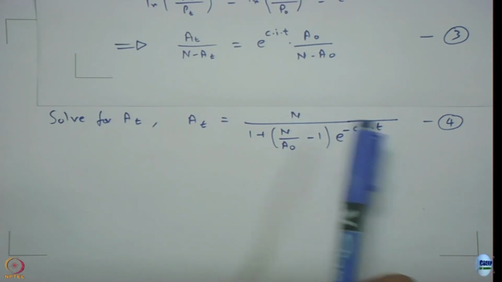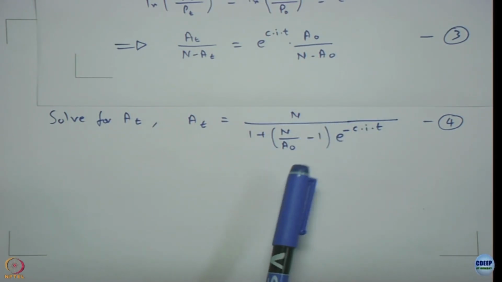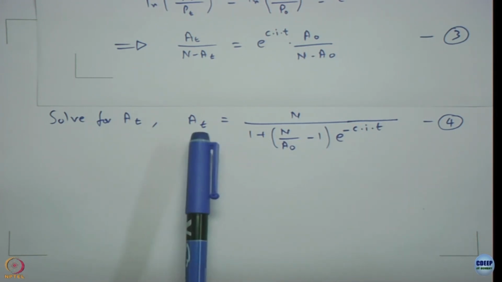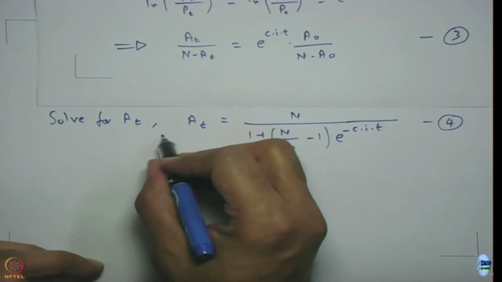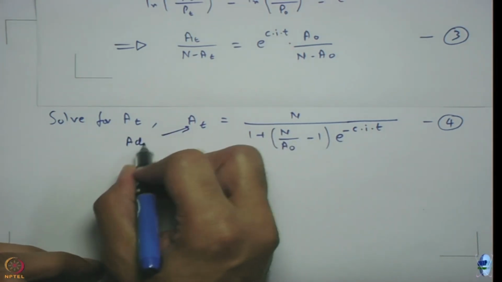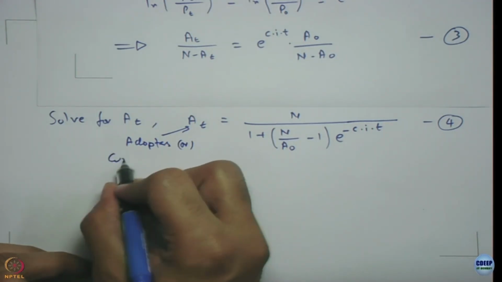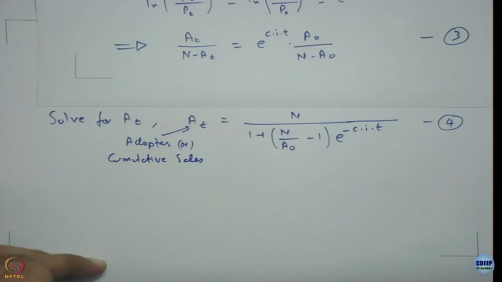C is known, I is known, N is known, A naught is known. So, all the parameters are known. The only thing that changes here is time. So, as we progress with time, we can compute the value of adopters, or in our example, the cumulative sales.